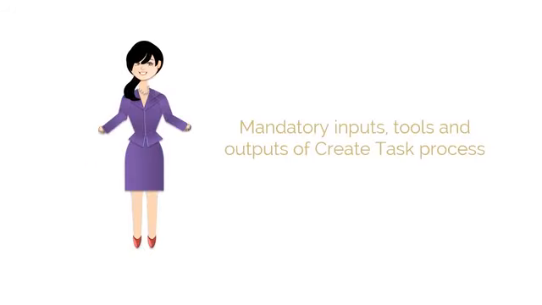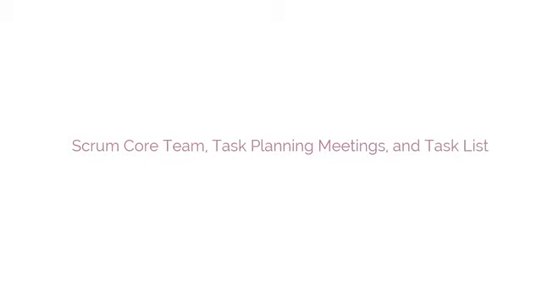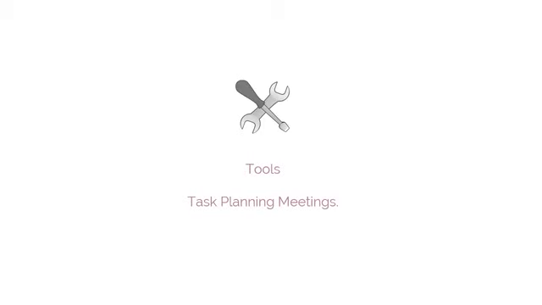Now let's discuss the mandatory inputs, tools, and outputs of the Create Tasks process. The mandatory input, tool, and output of this process are Scrum Core Team, Task Planning Meetings, and Task List, respectively. Please refer to the discussion on the mandatory inputs of the Create User Stories process for a better understanding of Scrum Core Team. The tool that must be used mandatorily in this process is Task Planning Meetings.